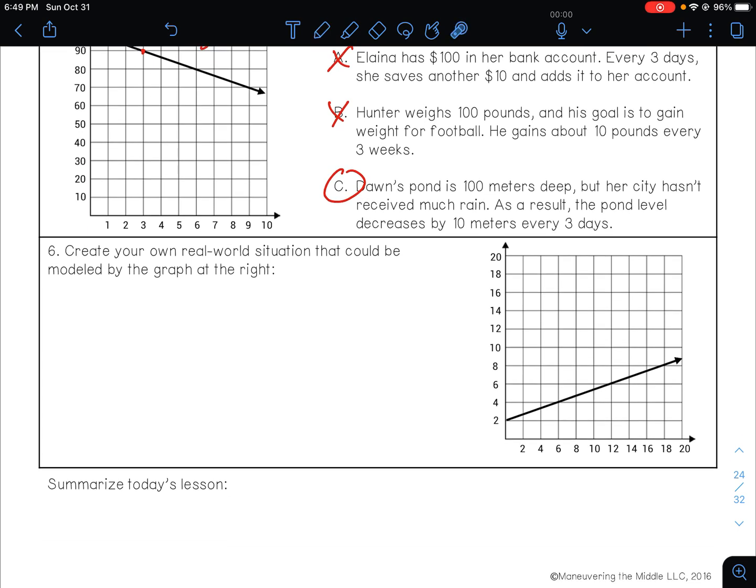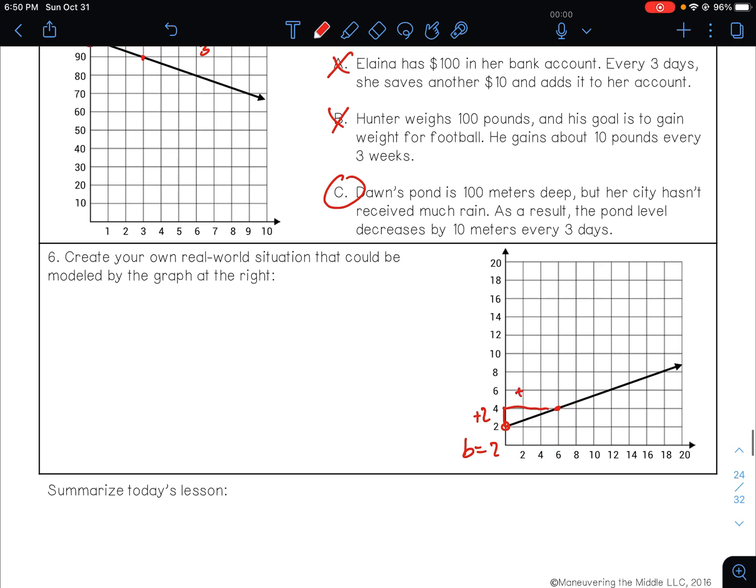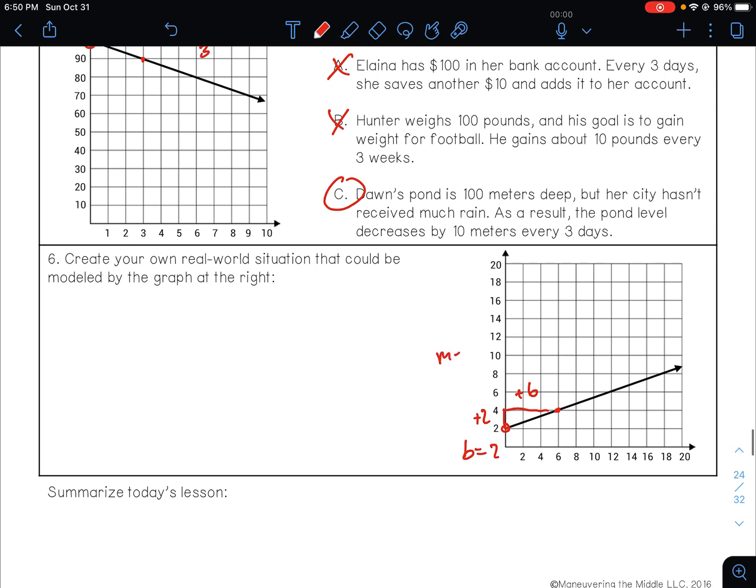Let's take a look at this one. We need to create our own story based off of this. Our y-intercept is 2, so our starting point is 2. My next point that touches it goes up and over. It goes up by 2, remember, because we're looking at 2 to 4, so it's not going up by 1, but going up by 2. It's going over by 2, 4, 6, going over by 6. So our slope is 2/6, which is 1/3. So we have to figure out what this is and what that is.